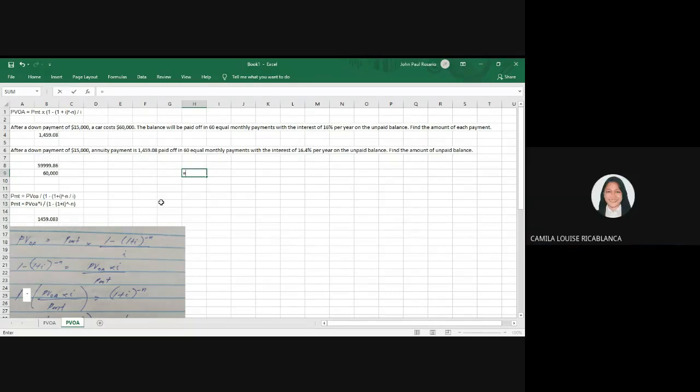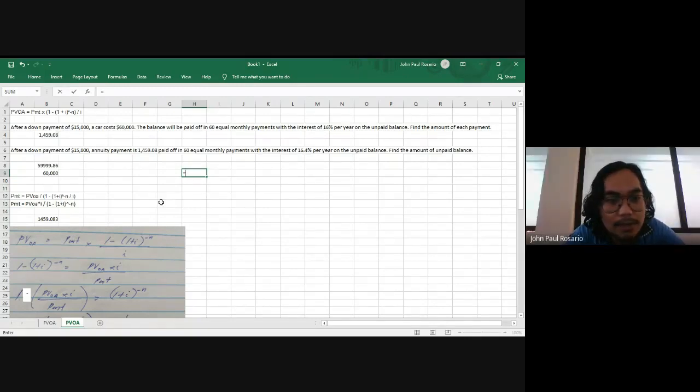Okay, 85. Sige, what is this, baby? This is 15,000. 14,559.08. So this is the formula: times 1 plus 0.164 over 12, raised to the power of negative 60, and then over 0.164 over 12.